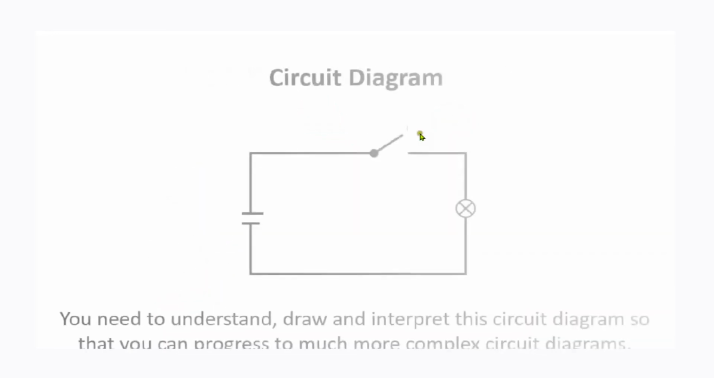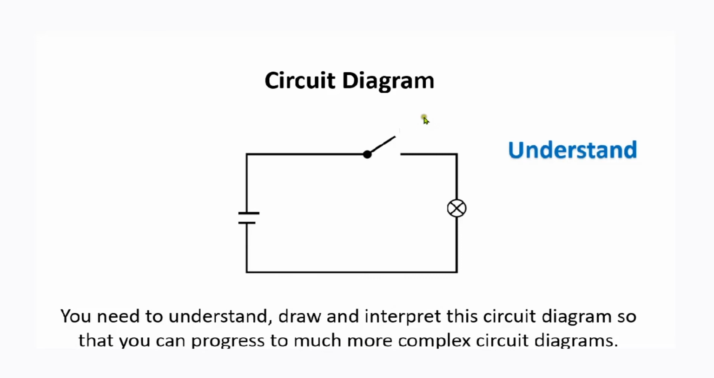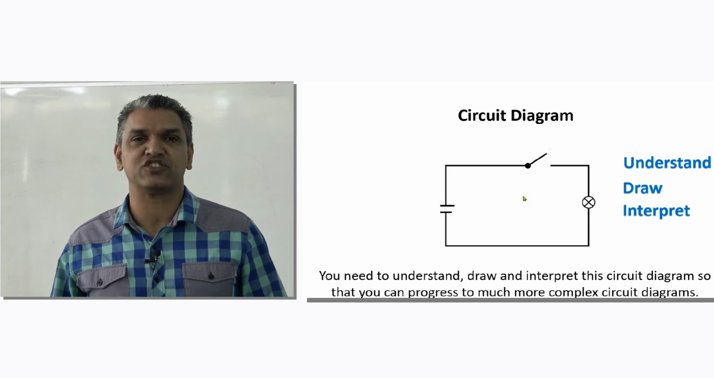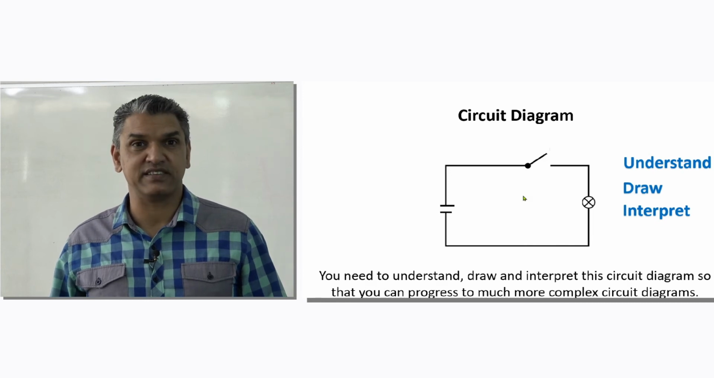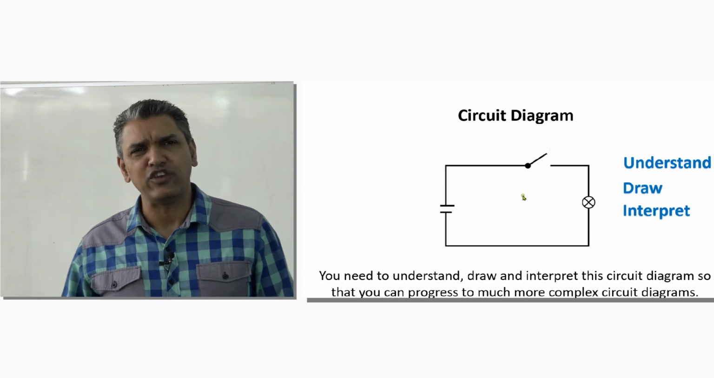Now students, it's very important as well to understand that because we have learned to read and interpret, understand and draw the circuit, we can now progress to much more complicated drawings. Whenever you come across any circuit diagram, remember this: you must look at it, read it, interpret it, understand it, and be able to draw it. Every good electrician must be able to do that. And when you are able to do this, that is, understand, draw, and interpret, then we can progress to much more complicated drawings.